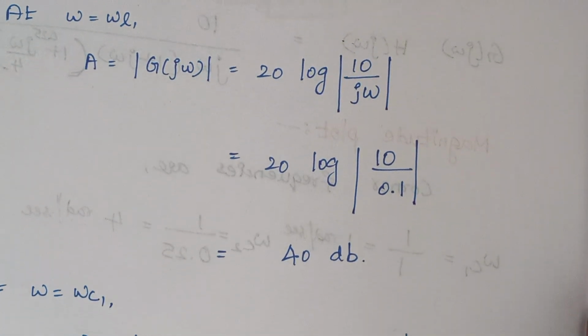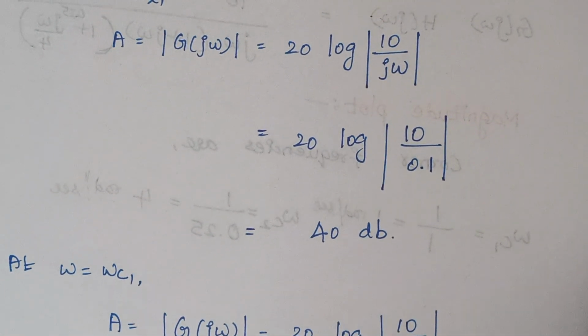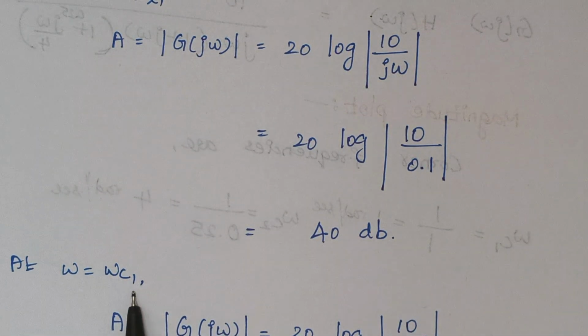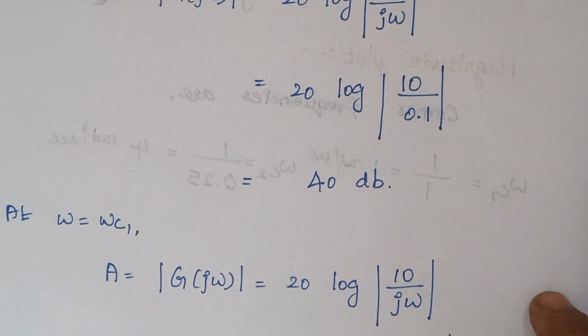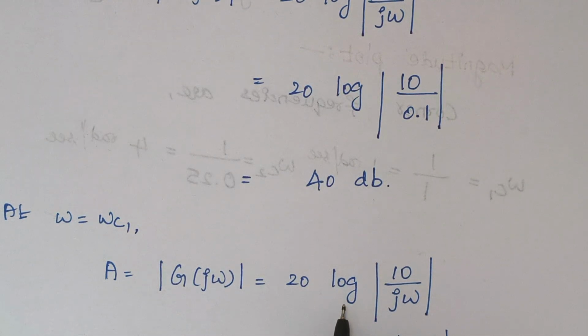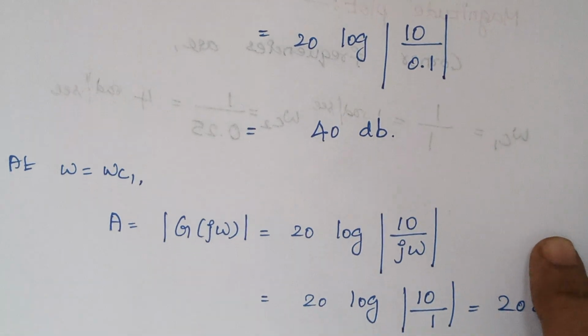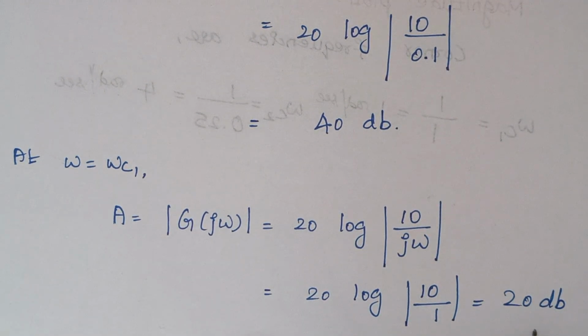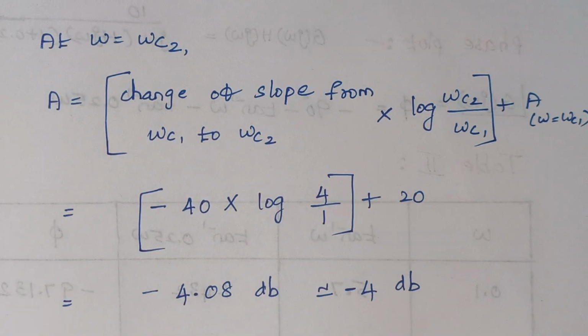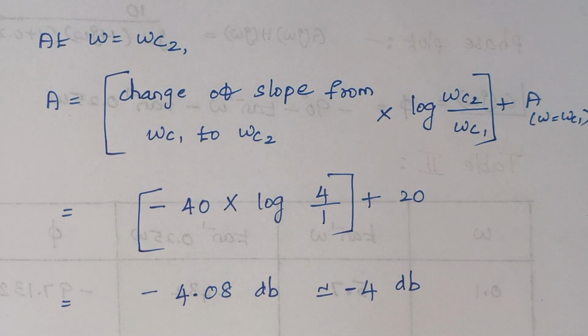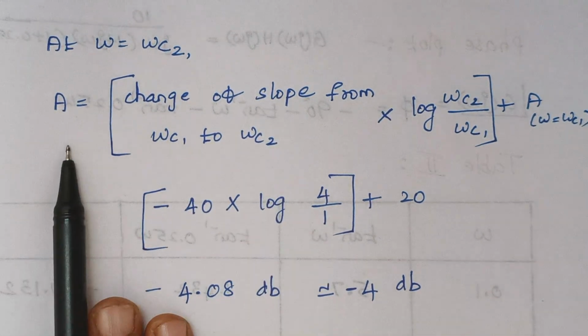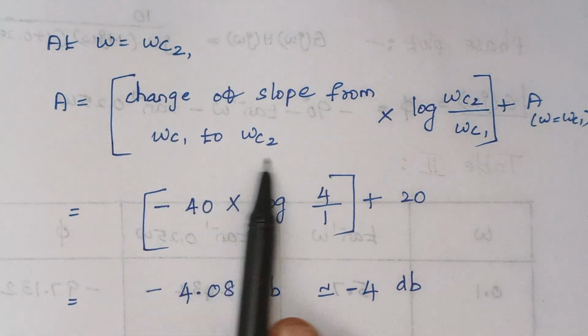And at omega equal to omega C1, the value of magnitude is given by again the same formula. For omega equal to omega L and omega equal to omega C1, you will be having the same formula. So 20 log 10 by j omega, so 20 log 10 by 1, which gives you the answer of 20 decibel.